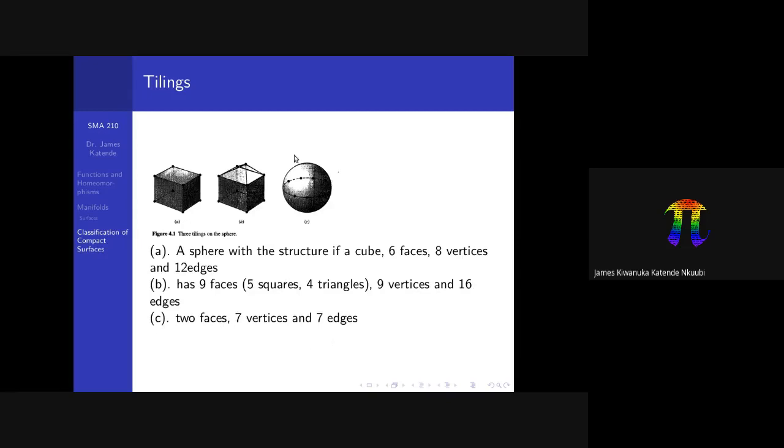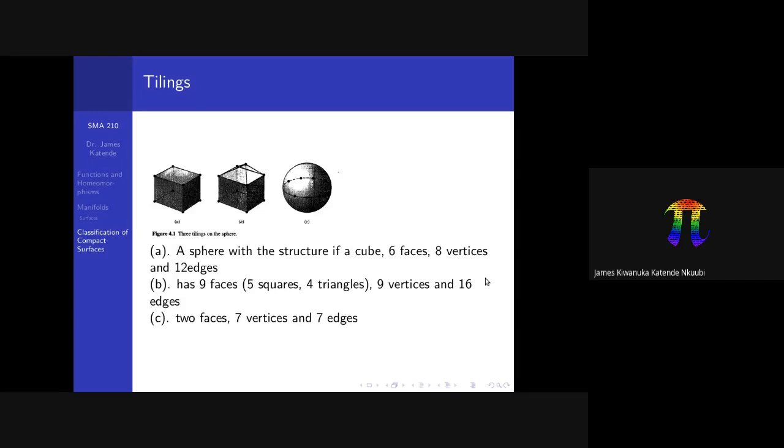So this last one has 7 vertices, but you can't see all of them because the diagram is not so clear. I will try to draw this by hand and replace this diagram with one drawn by hand so that you can see everything clearly. But it has 2 faces, one at the bottom, one at the top, and 7 vertices and 7 edges. If you count the edges, there will be 7 in total.